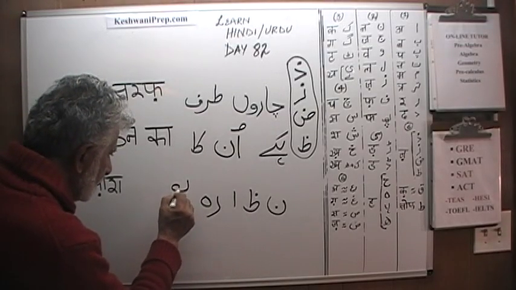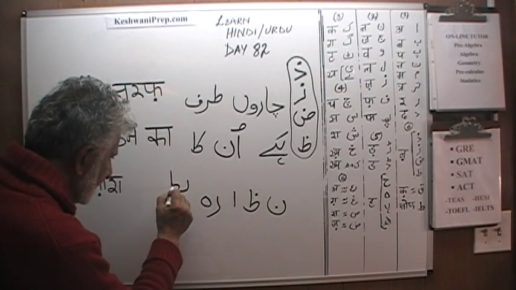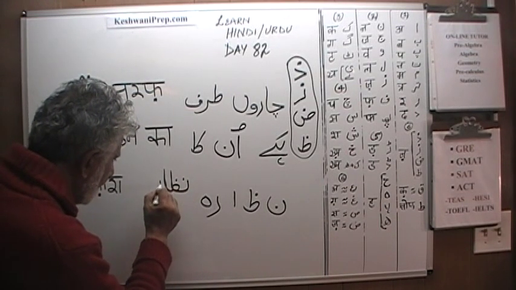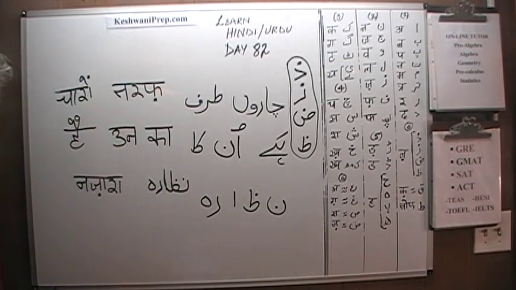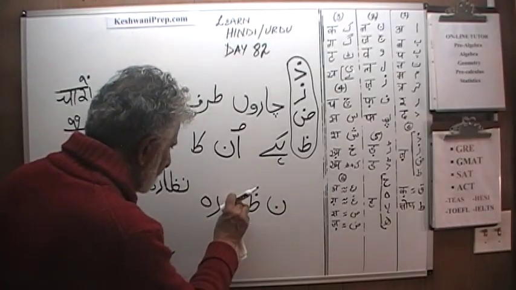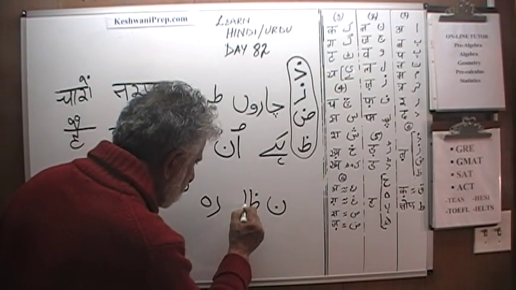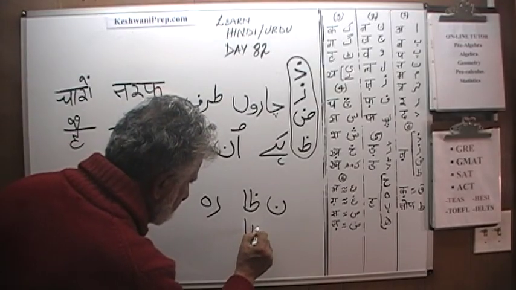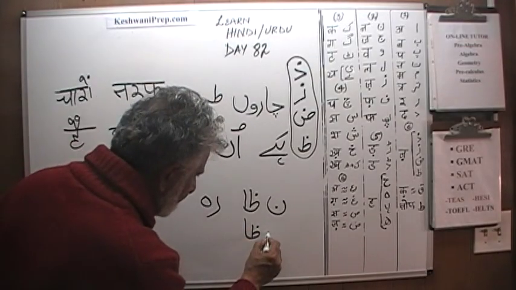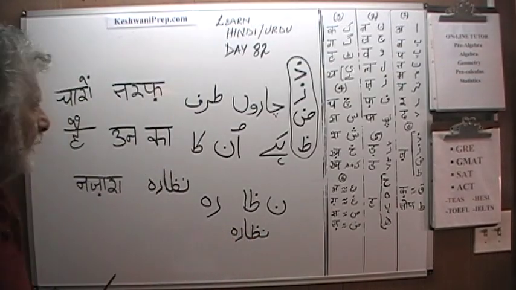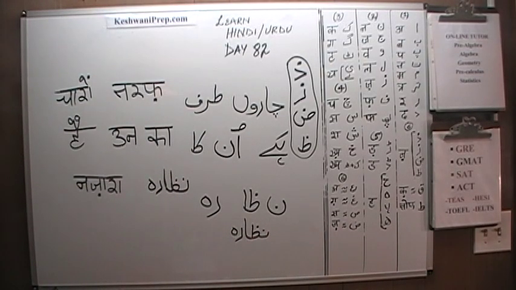This is na, and then this is za, ra, voila. What happens is that this alif joins the zwat, like this. And in front we join the na, and then ra, Nazara. चारों तरफ है उनका नज़ारा. चारों तरफ है उनका नज़ारा.